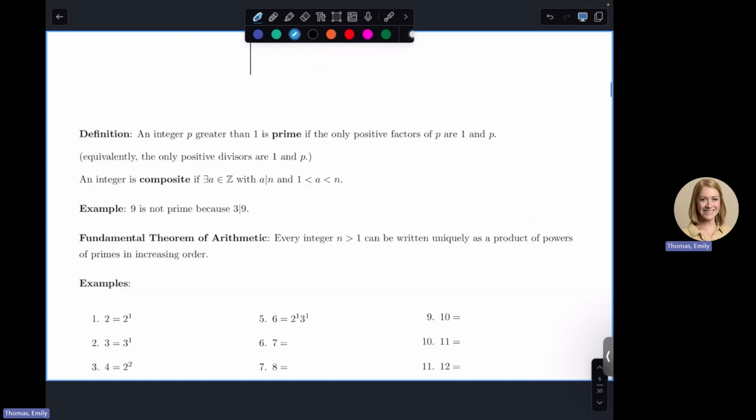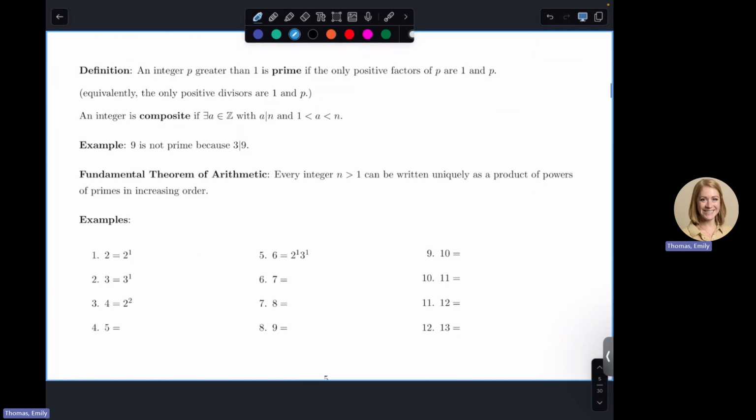Alrighty. So we are in the middle of page 5 then. And we have another definition for prime. It's just sort of restating this. An integer p greater than 1 is prime if the only positive factors of p are 1 and p. So the only positive divisors are 1 and p. You can't use the divides thing with anything except for 1 and p. It is composite if that's not true, so if there is an integer between 1 and n that divides n. For example, 9 is not prime because 3 divides into 9 evenly. Good?